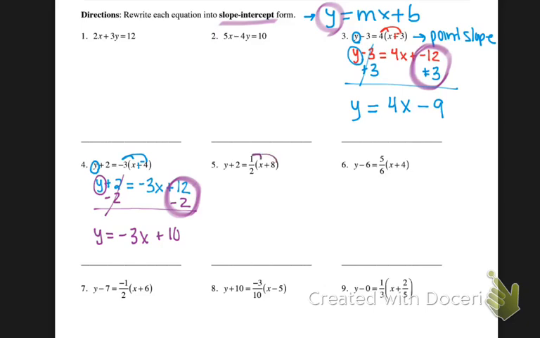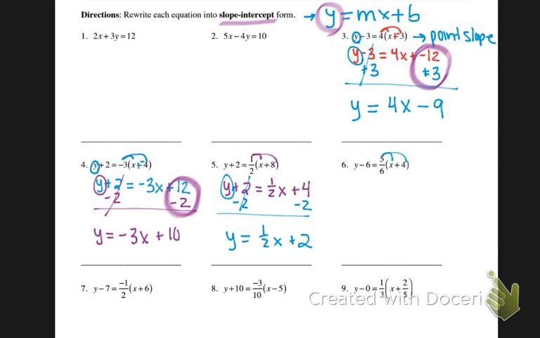Number 5, the first step is to distribute. So we have y plus 2 equals 1/2 times x is 1/2 x. 1/2 times 8 is 4. I'm trying to get this y by itself, so I have to subtract 2 from both sides. We have y equals 1/2 x plus 2. Plus 4 with a minus 2 is a positive 2. Now your answer is in y equals mx plus b form.